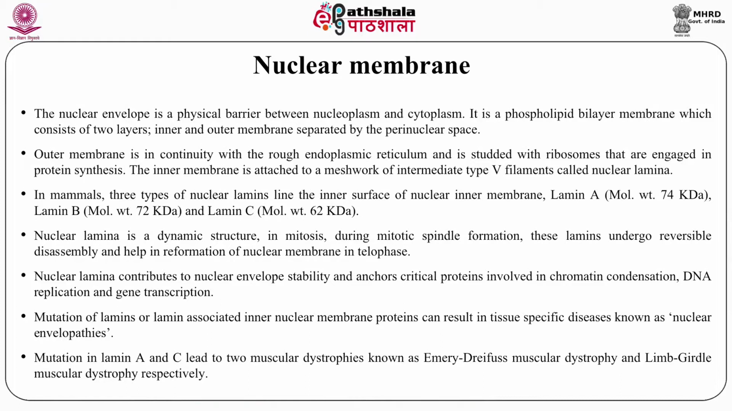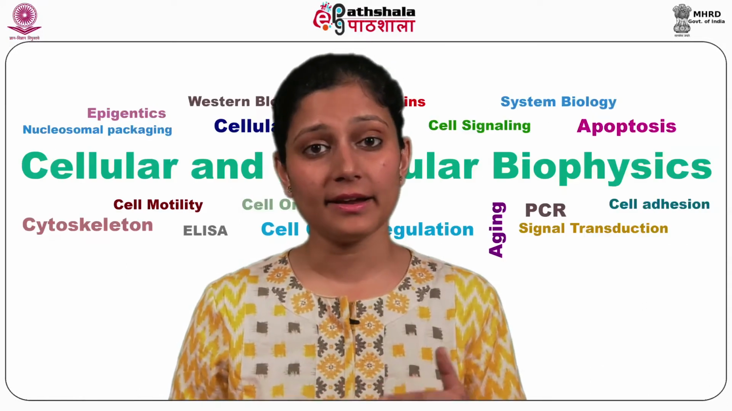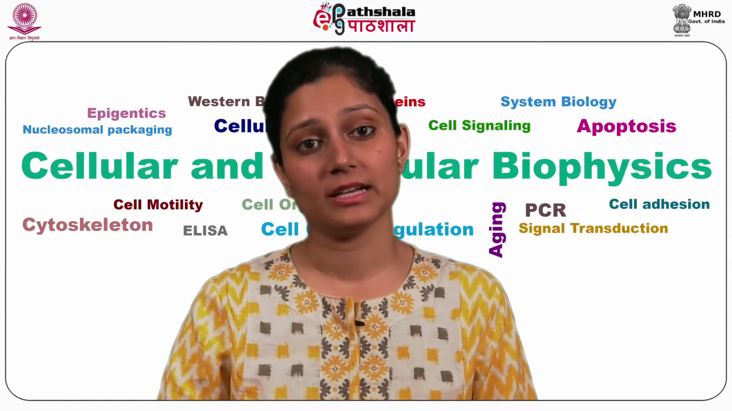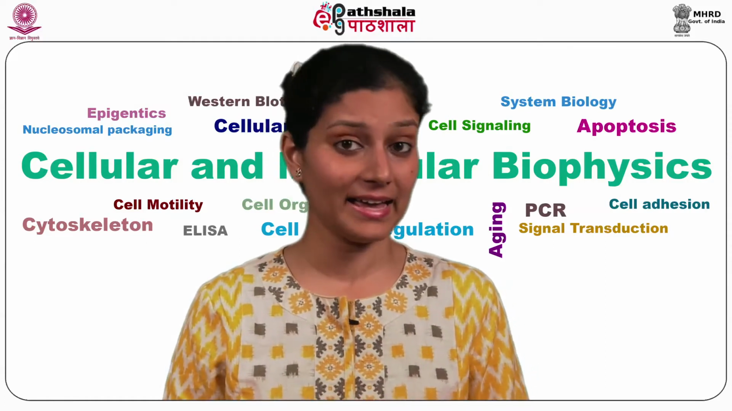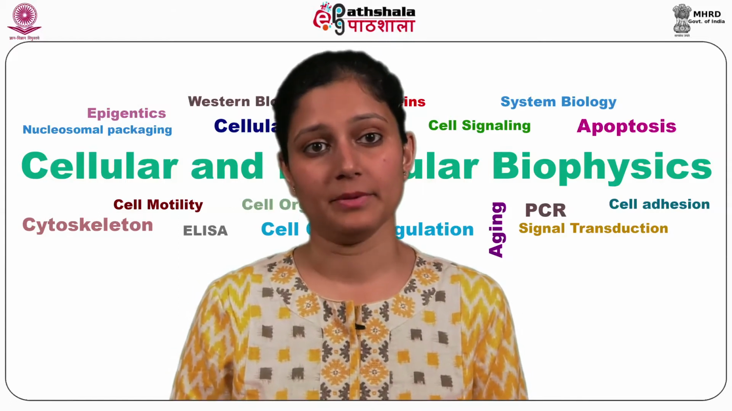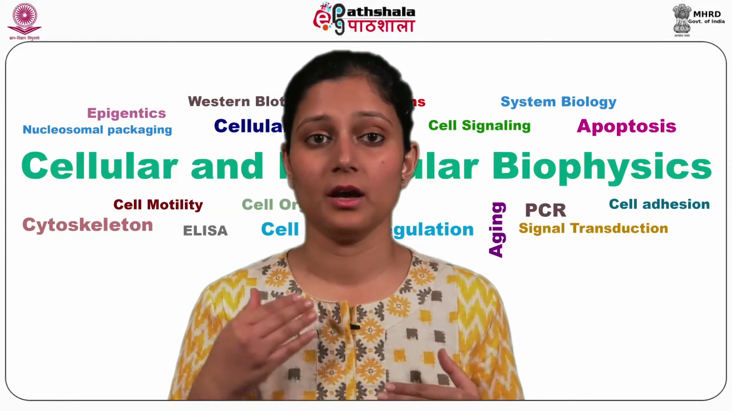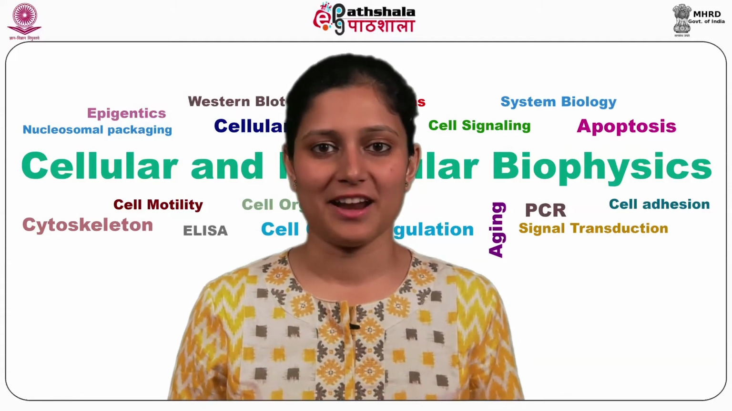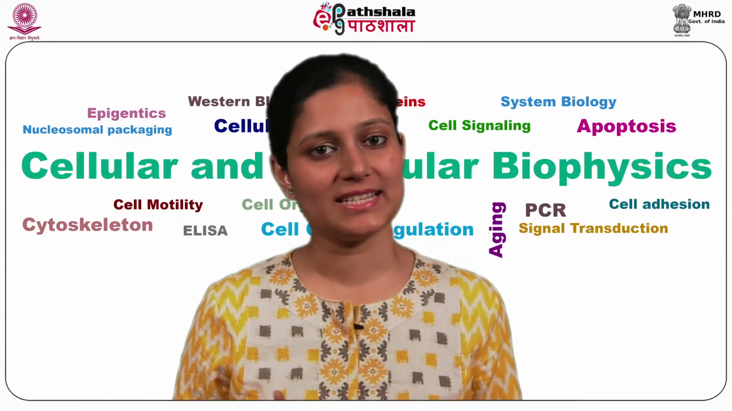The nuclear envelope is a physical barrier between nucleoplasm and cytoplasm. It is composed of a phospholipid bilayer membrane which consists of 2 layers, the inner nuclear membrane and the outer nuclear membrane. These inner and outer nuclear membranes are separated by a perinuclear space. As can be appreciated in this picture, the outer nuclear membrane is in continuity with the rough endoplasmic reticulum, which is studded with ribosomes engaged in protein synthesis.